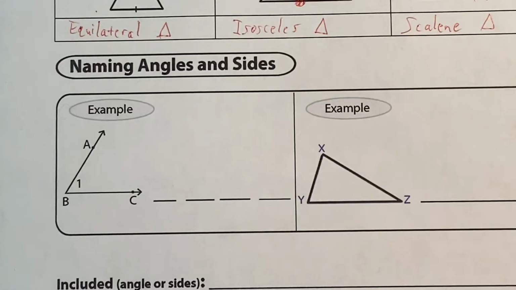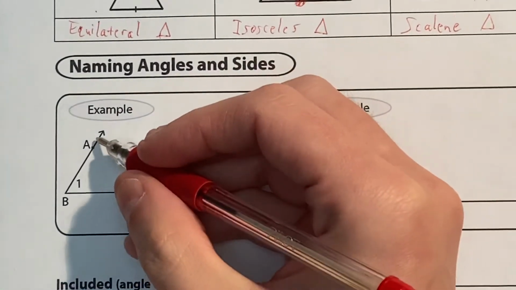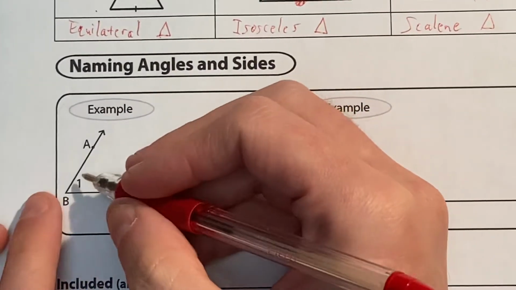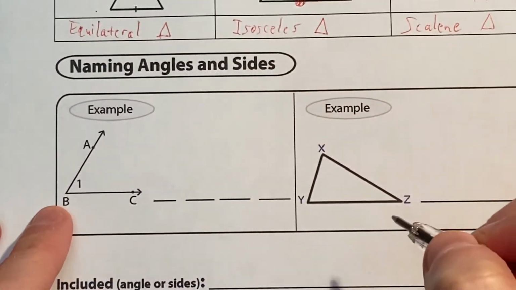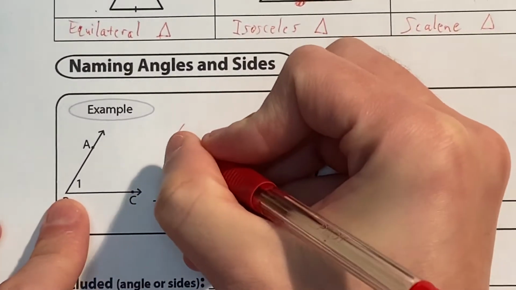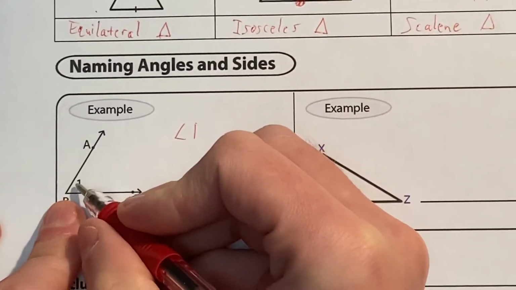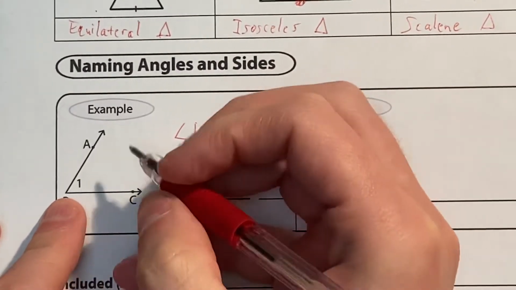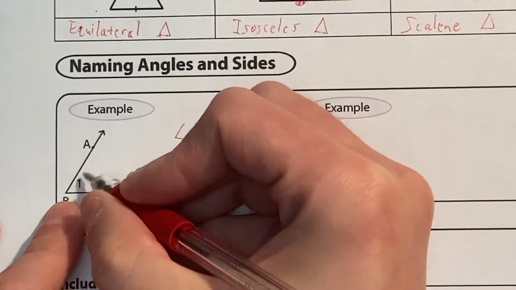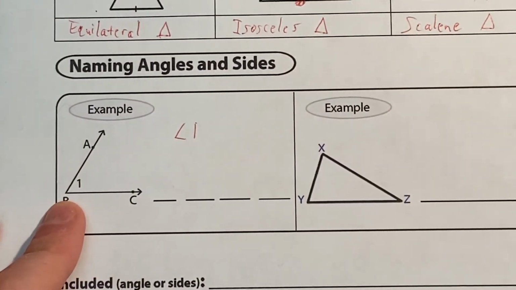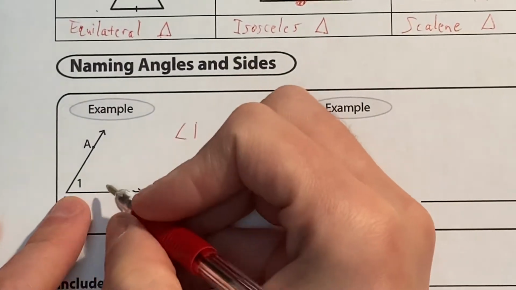Naming angles and sides. This is even a review of this review. Naming an angle, when you name an angle, the first way to do it is just to call this angle 1. You can do that because it has something there. Sometimes in math in later years, you'll see a Greek letter there. That's usually not until pre-calculus when you get that high.